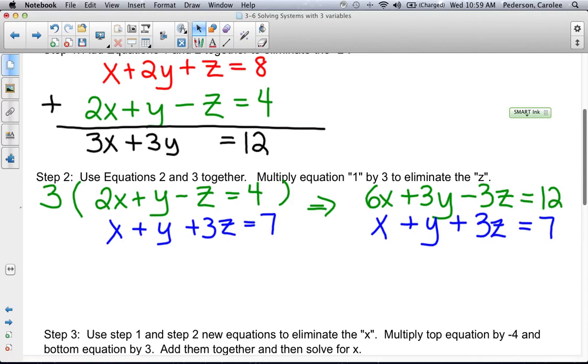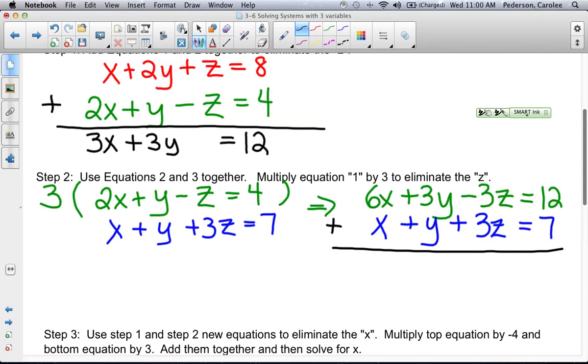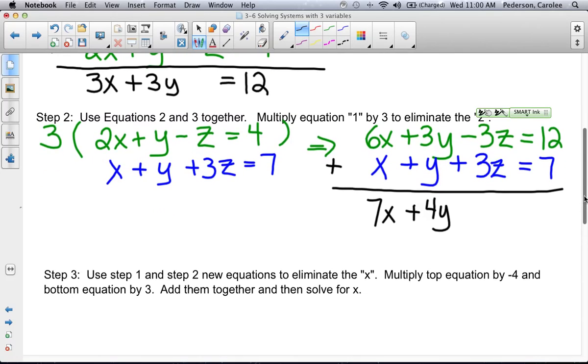And now let's go ahead and add them together. 6x plus x is 7x. 3y plus y is 4y. The z terms will cancel out because negative 3z plus 3z is 0. And then 12 plus 7 is 19.